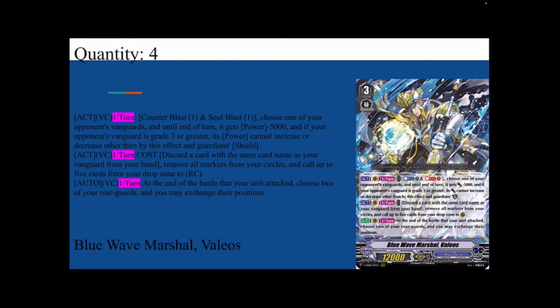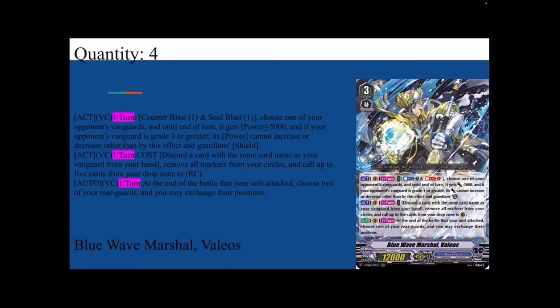So, oh no, it can't increase or decrease by this effect or guardian's shield, so never mind. That's actually really good, because other wordings are different, where they can increase by the guardian's effect. No, it can't increase at all, which means they're stuck at that 7k base. That's really good. God, I just learned something important, and that's actually good.